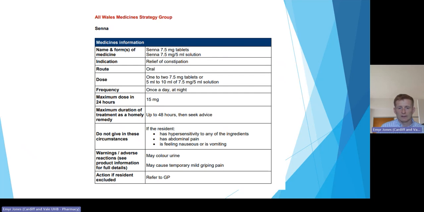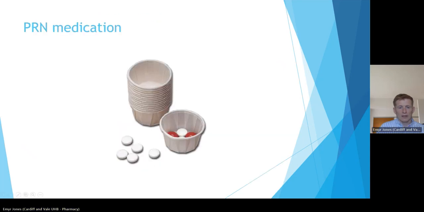But we need to make sure that this is followed by, ideally, a written instruction from the GP, so the care home can add this to the resident's individual care plan. Okay, next, moving on to when required medications for prescription only medicines.